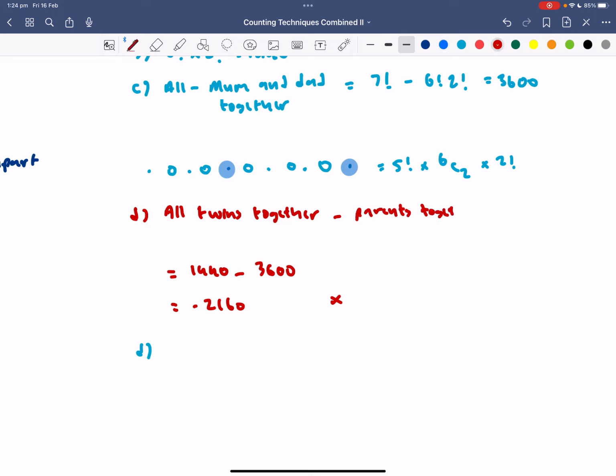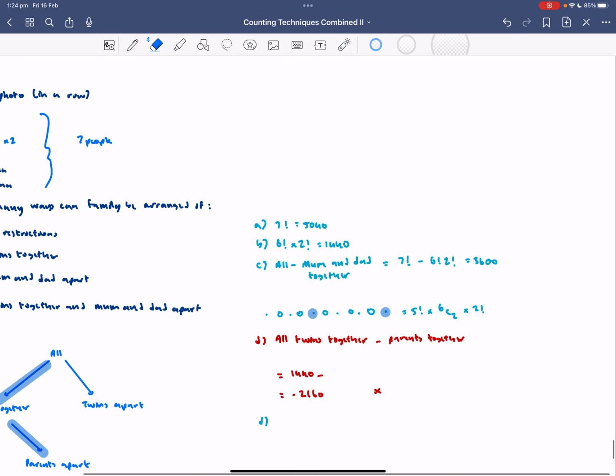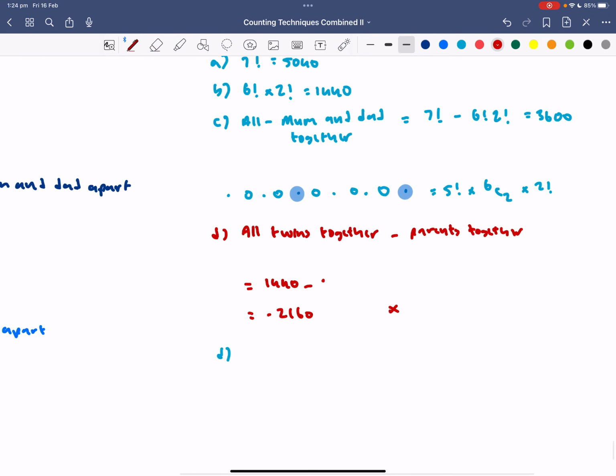This is equally bad because all twins together is 1440 and parents together is also 1440. And then you just get 0. It's still wrong. Alright, so I know I wrote the wrong thing earlier, but this still counts as being wrong.